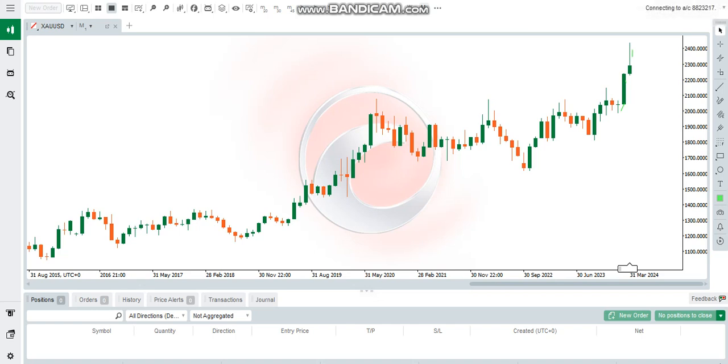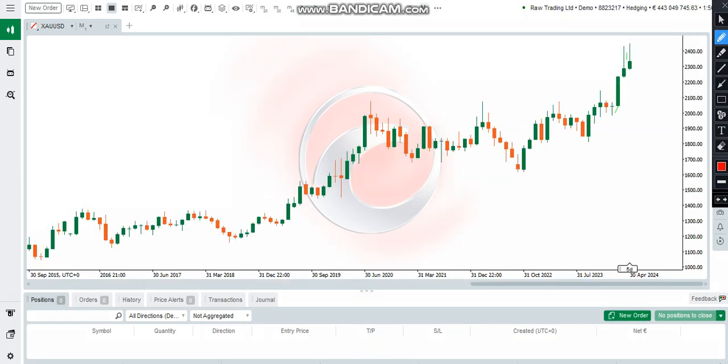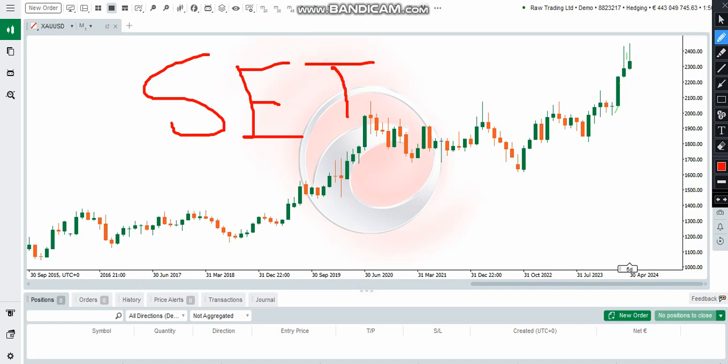So today we are going to be looking at what I call setups. Before you make money in Forex, you need to know what to look out for. How do you find money in the Forex market? You need to have a setup. Yes, you should have a setup.